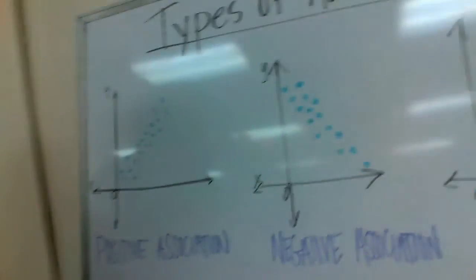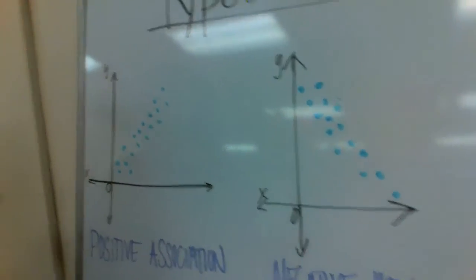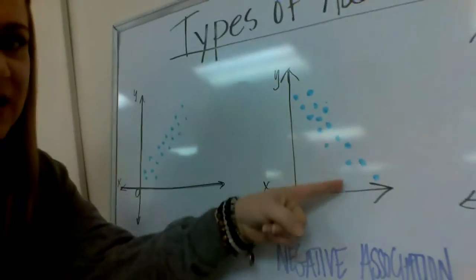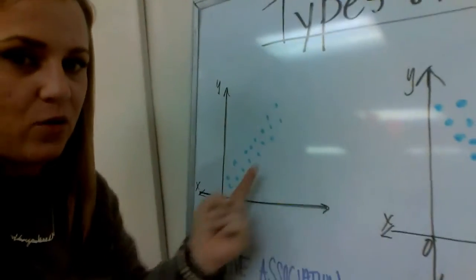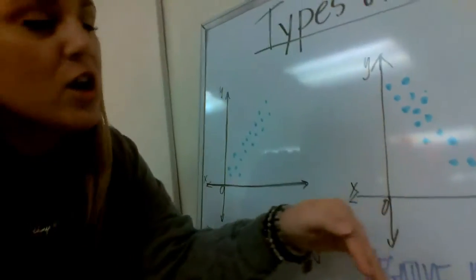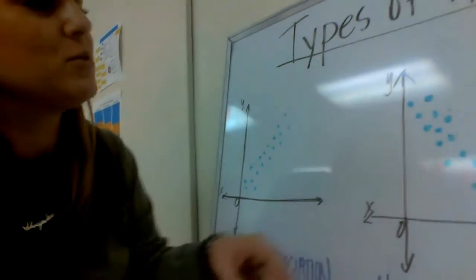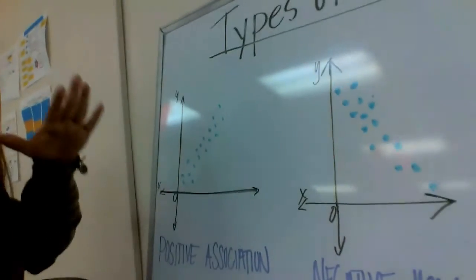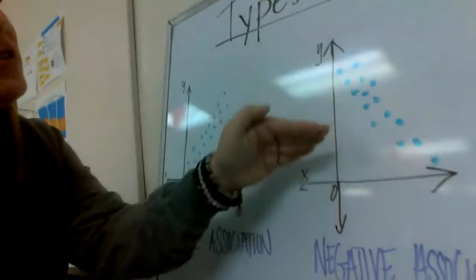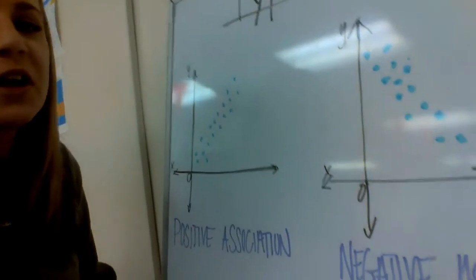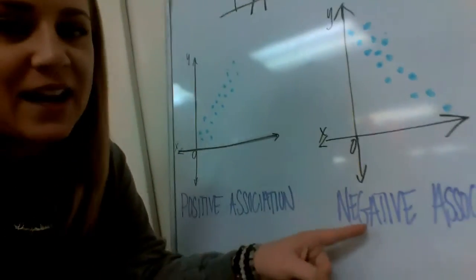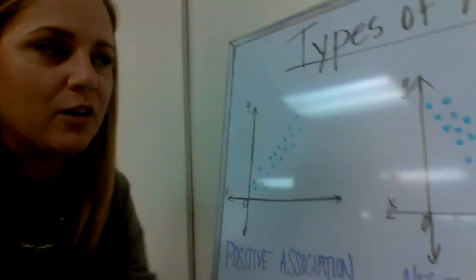Then we have this one. Obviously, these are falling. It's opposite. See, these are going up, these are falling down. So as our x increases, let me read this correctly, as our x increases, our y decreases. So this is a negative association because we are falling.